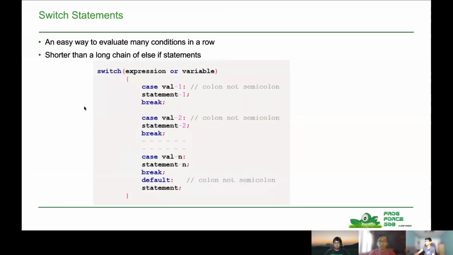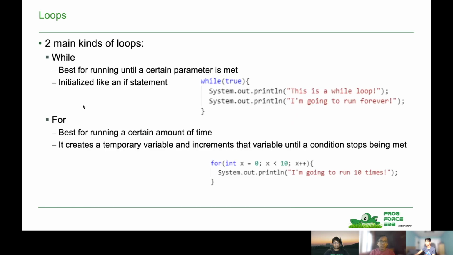Okay. So we already learned about switch statements. Now we're going to move on to the program flow, and with that, I mean the loops. There are two main kinds of loops. There's the while loop, and it's best for running until a certain parameter is met.